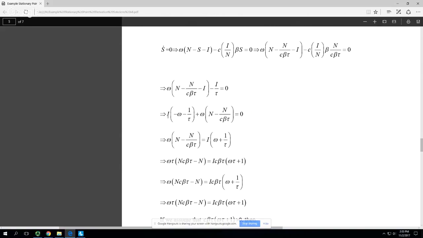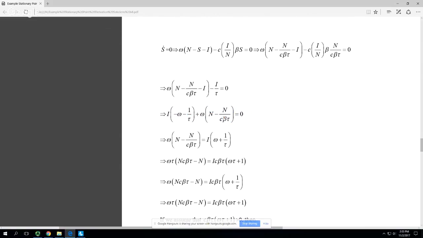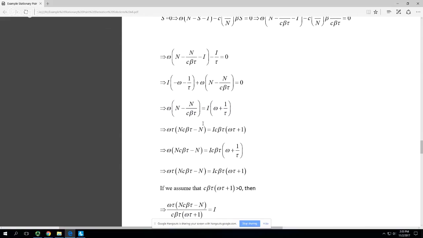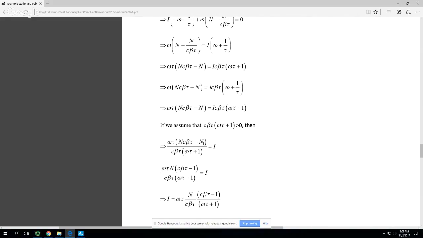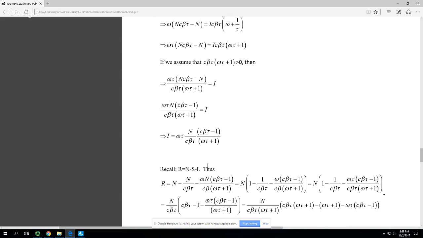Here we're grouping the terms involving I because we need to solve for I. Everything else here is a constant. N is a constant, C is a constant, beta is a constant, tau is a constant, omega is a constant. So we just have to group the things involving I. So we group these guys together, and then we get a bunch of constants over here. We move this guy to the other side because it's got some negatives. We want to turn it to positives. We could divide through here by I, and basically what it comes down to is it looks like this. Okay.